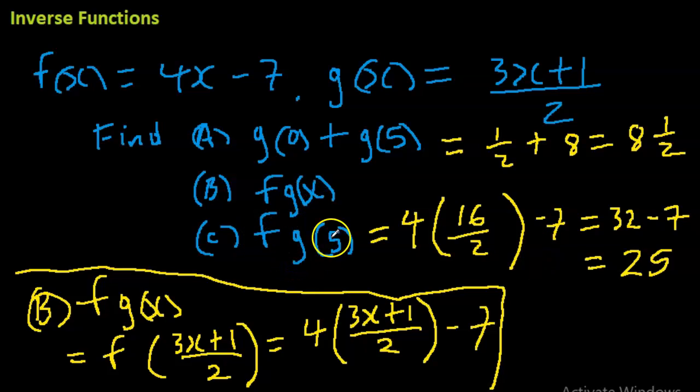The other way to do part C is to find g of 5 first. G of 5 will be 3 times 5, 15. 15 plus 1, 16. 16 divided by 2, 8. So g of 5 is 8. And then this output of 8, you apply the function f to it. 4 times 8, 32. 32 minus 7. You will get the same 25. So either way is okay.